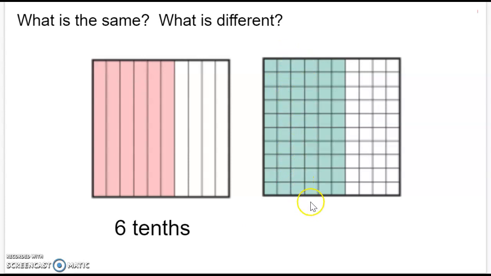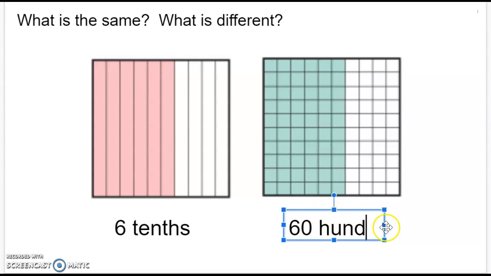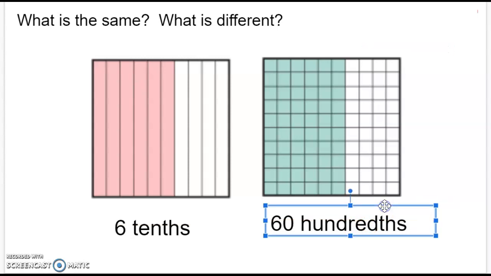But I also see it broken up into hundredths. But I don't see 6/100ths. I see 60/100ths. And I need to stretch my box out, don't I? So while the number is the same, it's represented differently because this picture shows 60/100ths and this one shows 6/10. Okie dokie? Okay, so let's go on to the next one.